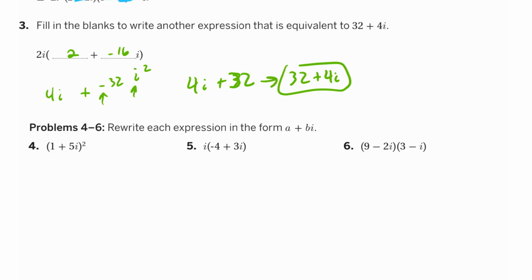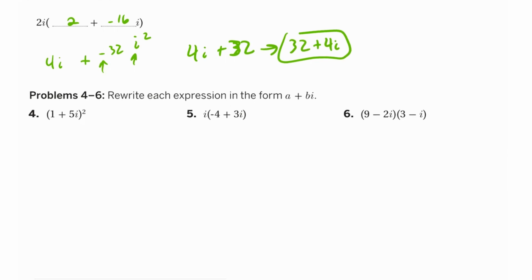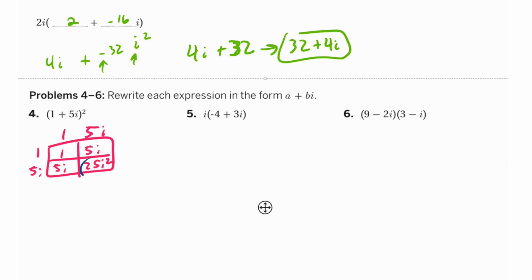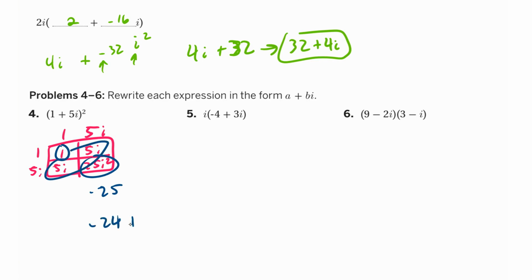All right, problems 4 through 6. Rewrite each expression in the form a plus bi. So we're really just simplifying these ones. When I'm squaring something, it means I'm multiplying it by itself. So I'm going to go ahead and use the box here. And I get 25i squared. This ends up becoming negative 25 because i squared is negative 1. When I combine that with a positive 1, I get negative 24. Adding these together, I get plus 10i.